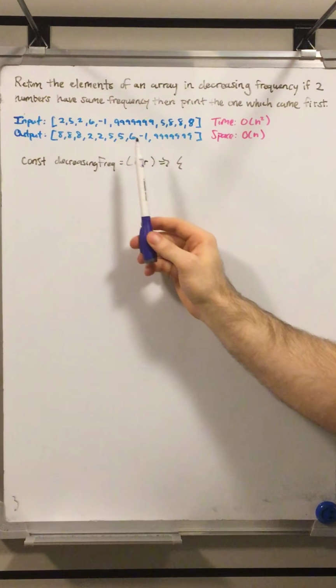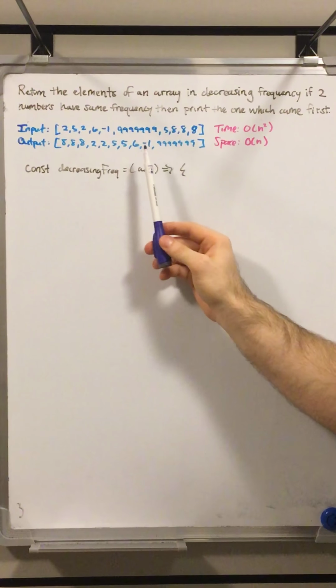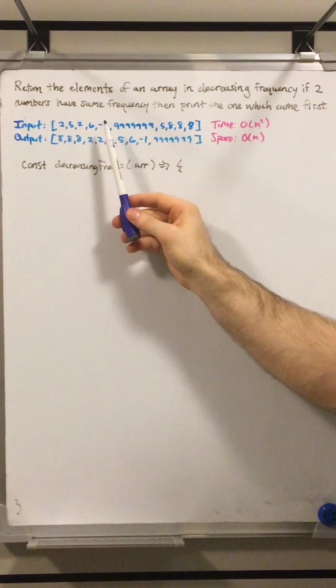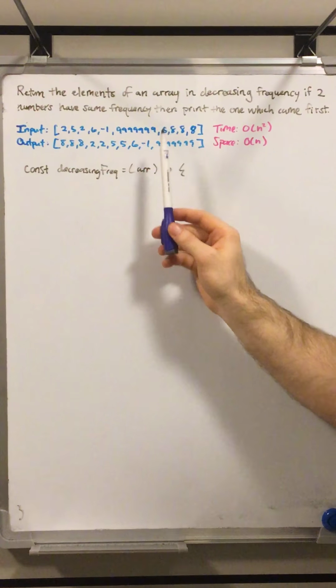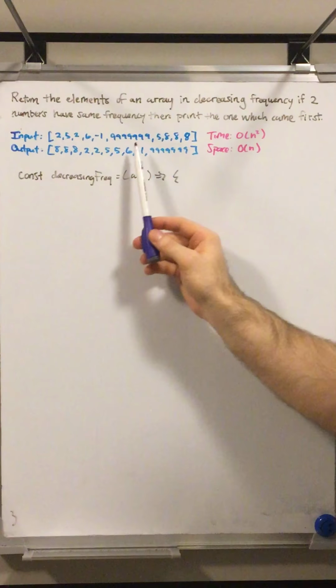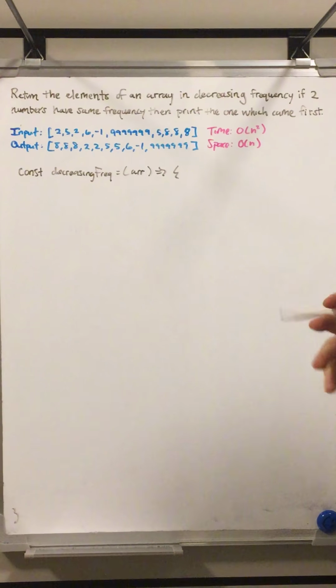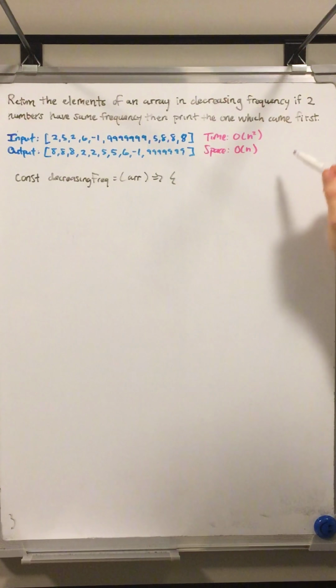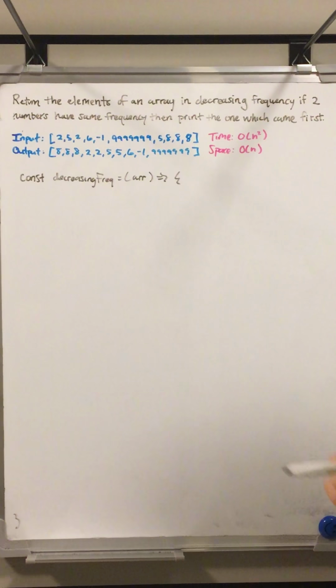Then we have 6, which has a frequency of 1, so that comes first. We have negative 1, has 1 frequency, that comes second. And then that big number has 1 frequency, so that comes last. We're going to do this in a time complexity of O(n) squared with a space complexity of O(n).